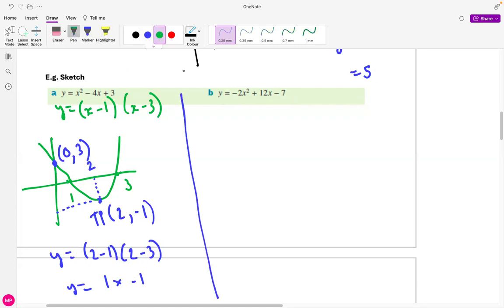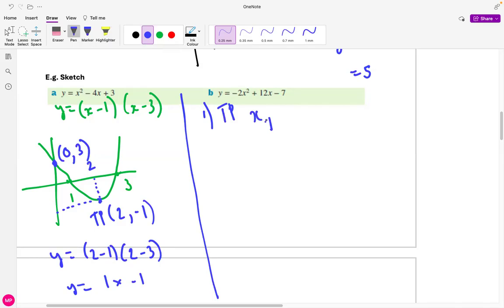Sometimes you might not be able to factorize easily like this. So you can see this one here. If I try to factorize, I can see two numbers times together, negative 2 times negative 7 is positive 14. Two numbers times together equal positive 14, but add together equal 12, which is impossible to find with whole numbers, right? So in this case, what you've got to do is you can find the turning point first.